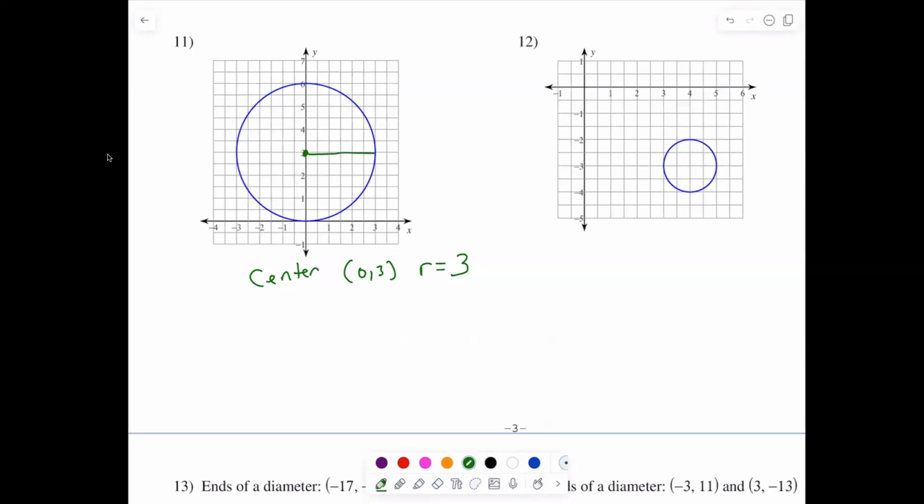You said 3. So the equation will be x squared plus y minus 3 squared equals what? 9. That is correct.